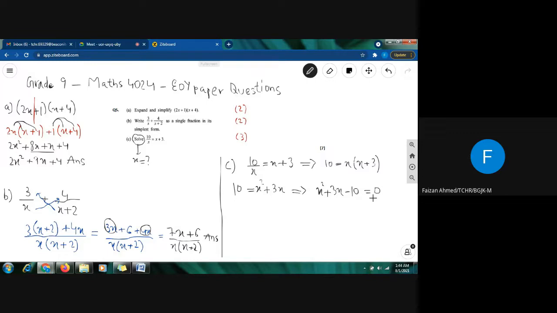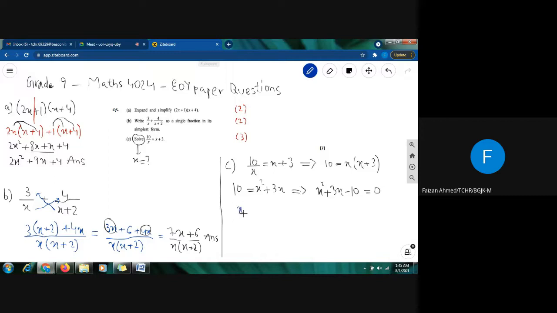Right now I'm solving it with the factorization method because it is easier for me to make the factors. I know that I have to make the factors of 10, and I know that 5 multiplied by 2 is 10 and 5 minus 2 is 3. So 5 and 2 are the factors. I think it is easier for us to solve it with factorization because it will take less time.